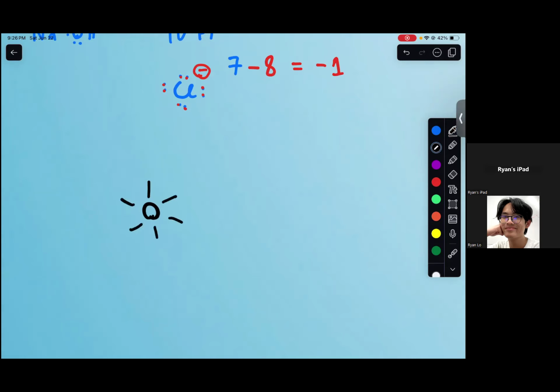If you guys can't tell, that's an oxygen with a bunch of different things attached to it. This looks kind of like a sun, spider, whatever. And your friend argues that, okay, this should be legal, right? This is something that I can do because oxygen starts off with 6, and we count 1, 2, 3, 4, 5, 6.